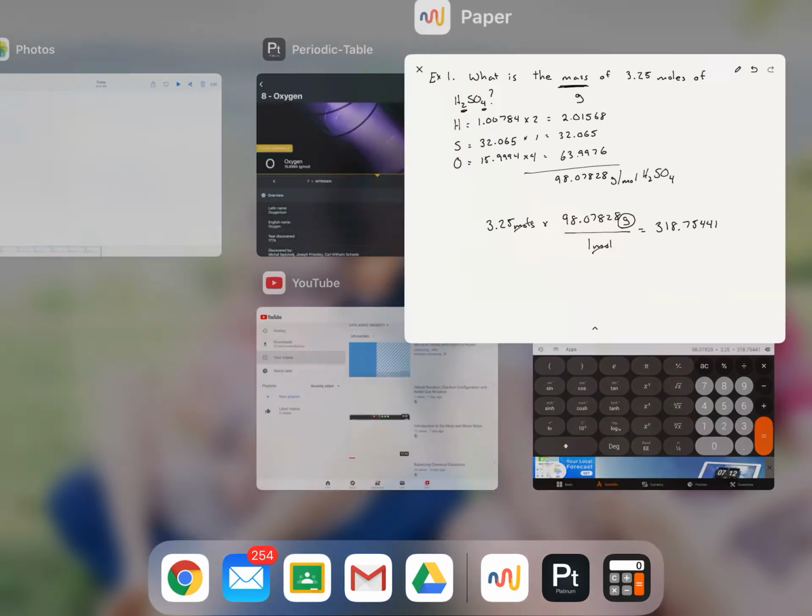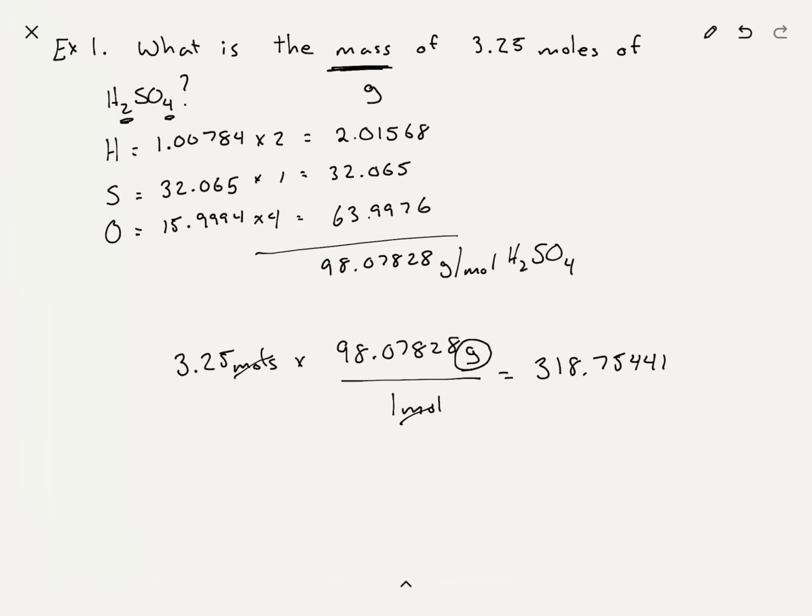That was correct, right? 75441, yes. Okay, now we don't round until the very end of our problem, but then we see we have 3 significant figures in our problem. All of our numbers here had well more than 3 significant figures, so we need to round this to the 3rd significant figure. So our final answer is going to be 319 grams of H2SO4, because the 8 becomes a 9 because of the 7 making it round up.